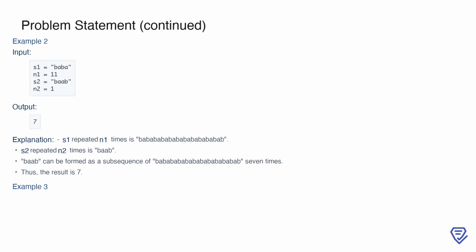Another example illustrates the problem further. Here, S1 is baba, N1 is 11, S2 is bab, and N2 is 1. When we repeat S1 11 times, we get the string babababa and so on. When we repeat S2 just once, we get bab. Now, we check how many times bab can be formed as a subsequence within the repeated baba string. Through careful analysis, we find that the subsequence bab can be extracted 7 times. Thus, the output for this example is 7.